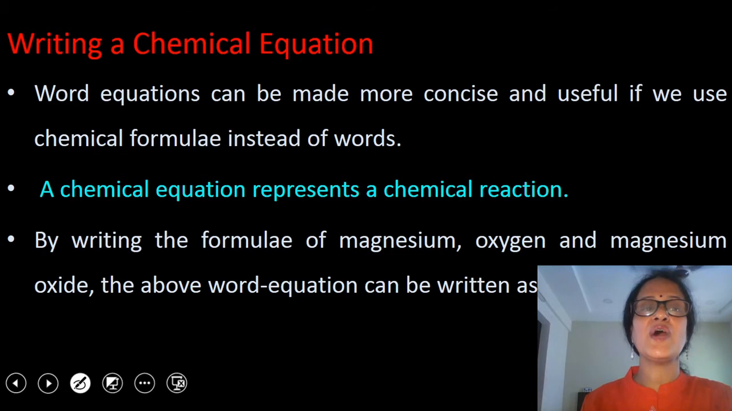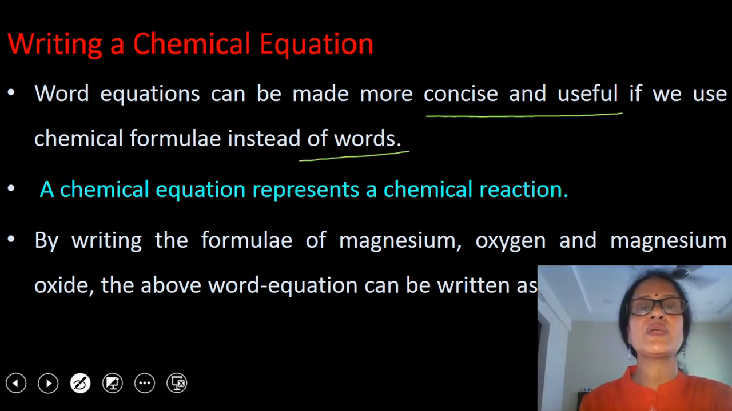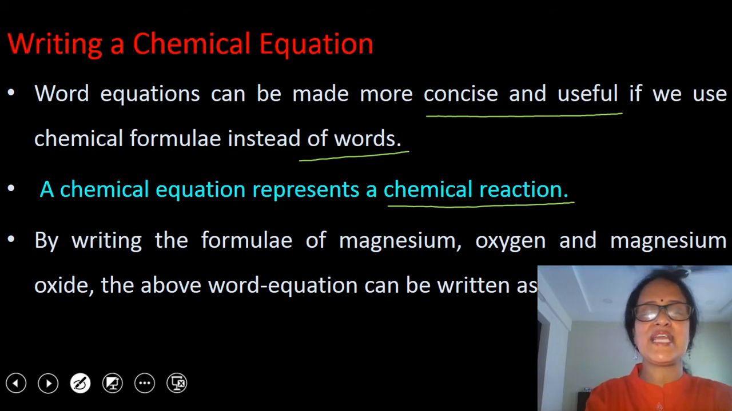Now we will see how to write a chemical equation. Just now we have seen the word equation. A word equation can be made more simple and useful if we use chemical formulas instead of words. So a chemical equation represents a chemical reaction. So the word equation we have discussed just now, we will write in the form of a chemical equation. So we will write the formula of magnesium, oxygen and magnesium oxide.